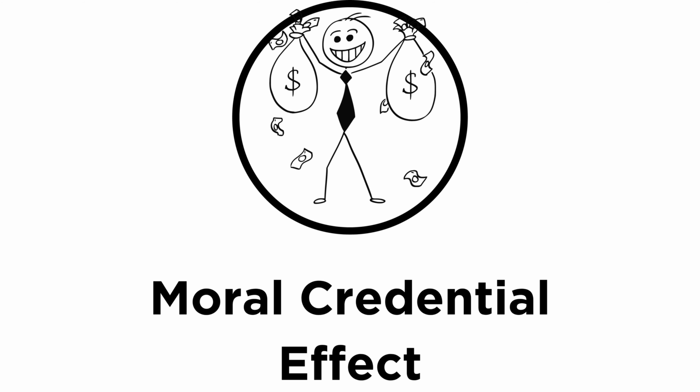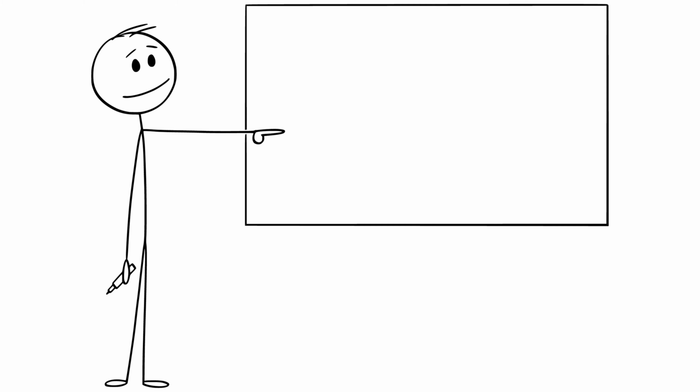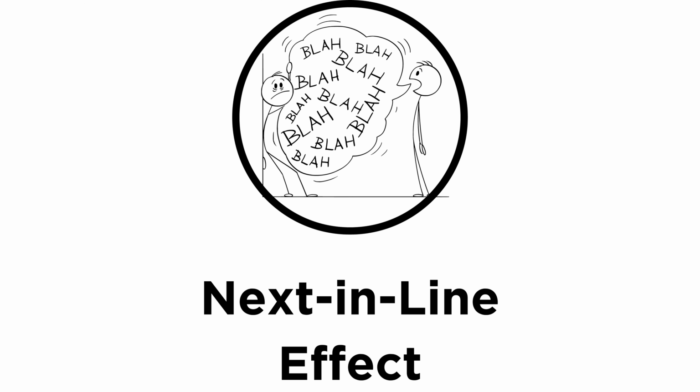Moral credential effect is when individuals feel they have earned the right to be prejudiced after they have done something perceived as morally good. This is donating money to Make-A-Wish so you can go steal Girl Scout cookies. Next in line effect is when you forget what the person in front of you is saying because you are too focused on what you want to say next.